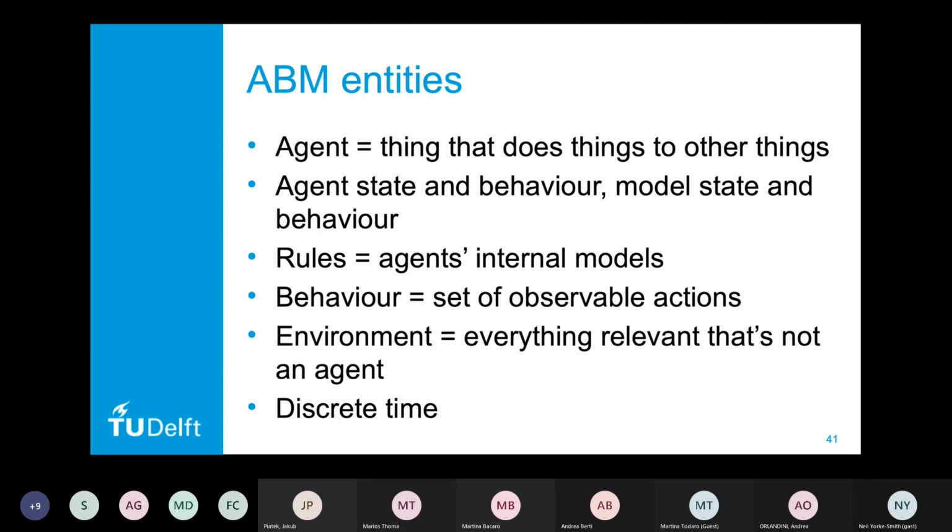And as I said, an environment is everything that's relevant that's not an agent. There are other things, but if they're not relevant, we exclude them from a model because a model is a simplification of reality. And then we have discrete time. These are the things in an agent-based model: the agents, their states and behaviors, model state and behavior, rules for agents, and environments. So you can think of an agent-based simulation as a kind of discrete event simulation, but a more thorough version of it, where the focus is not on the simulation clock, but on the agents and their behavior.